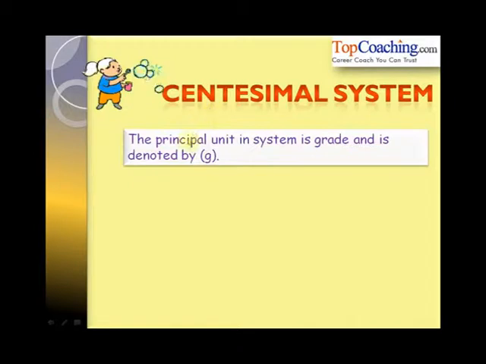In this system, the principal unit is grade and is denoted by small g. So the basic or the principal unit of measurement in the centesimal system is known as grade, and it is denoted by small g.